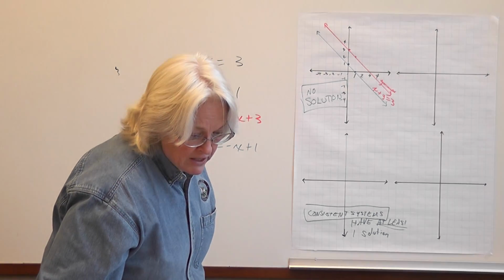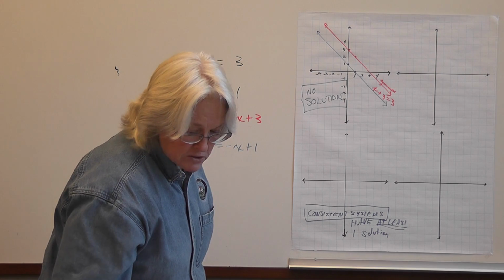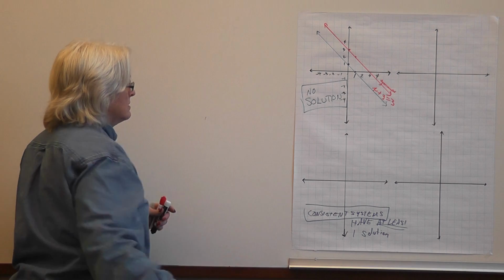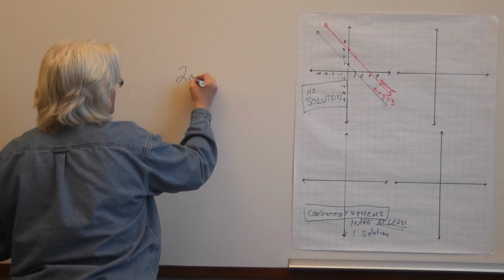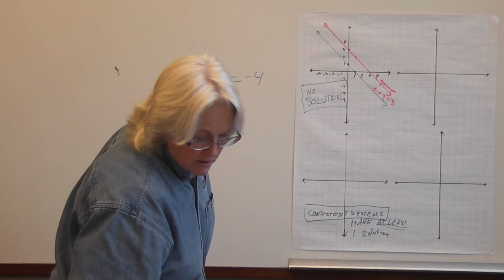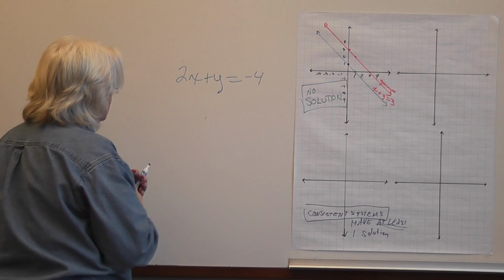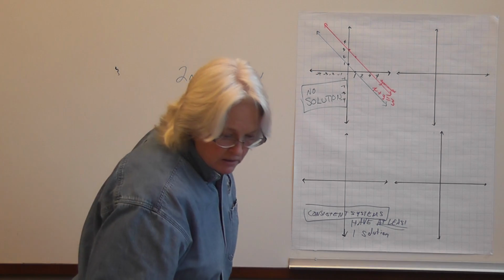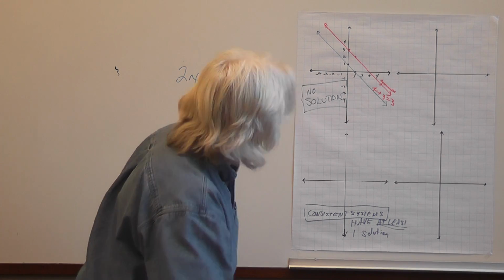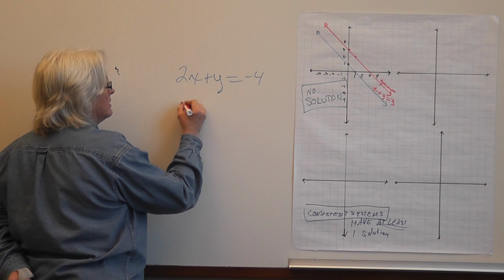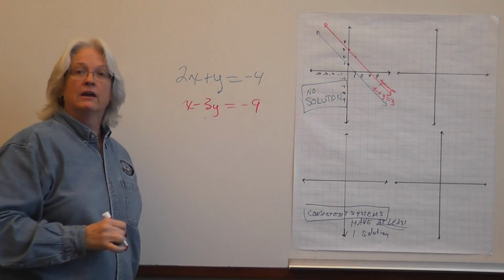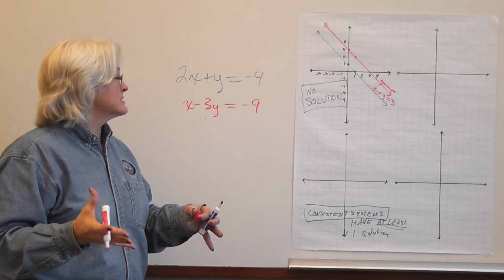So now let's go ahead and look at our next one. We have 2x plus y is negative 4, and we also have x minus 3y is negative 9. What do we need to do to solve this system of equations?